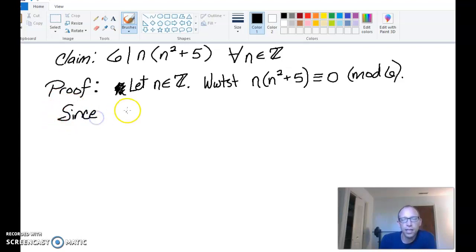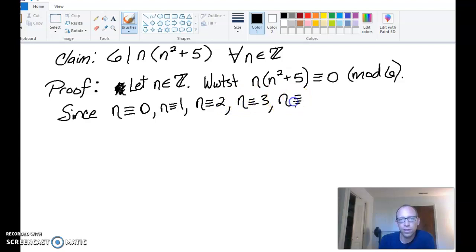Since n is equivalent to 0, 1, 2, 3, 4, or 5, we know that one of these is true. When we use the division algorithm with 6 as our divisor on n, we're going to find out that the remainder is either going to be 0, 1, 2, 3, 4, or 5. So we know that this integer n is equivalent to one of these 6 integers.